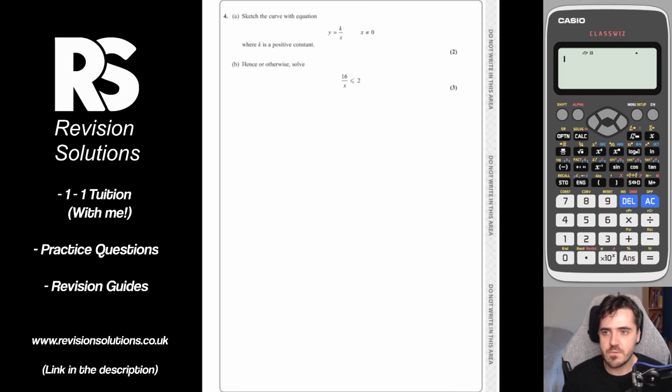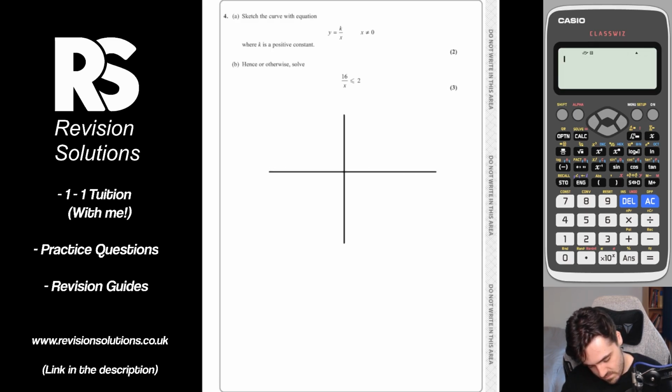Moving on now to question 4. It says, for part A, sketch the curve with equation y equals k over x, where x is not equal to 0, and k is a positive constant. So that's a positive reciprocal graph. So if we draw some axes quickly, so this is for part A, my axes. A positive reciprocal graph looks something like this.